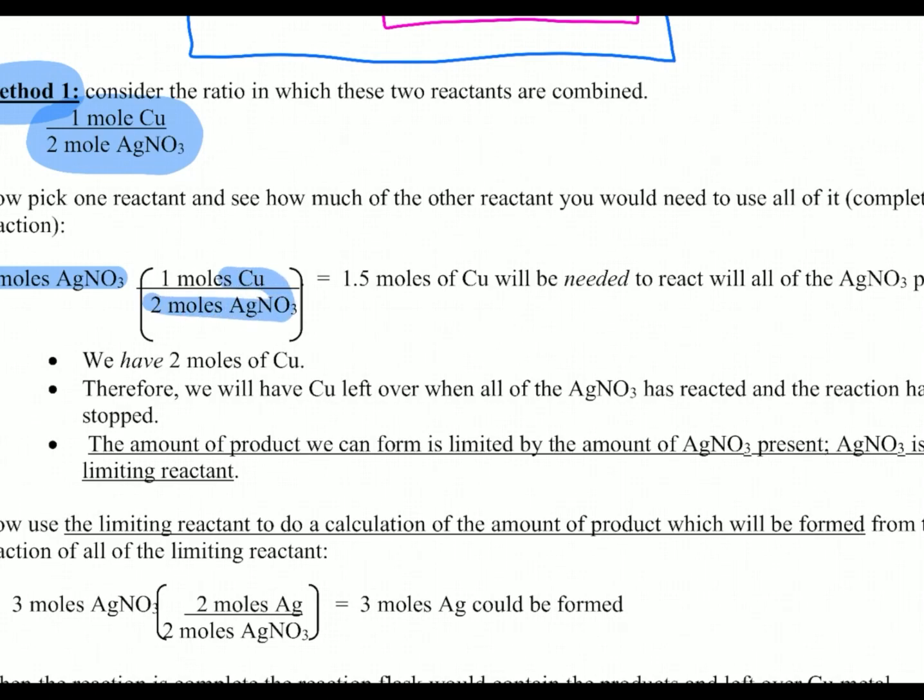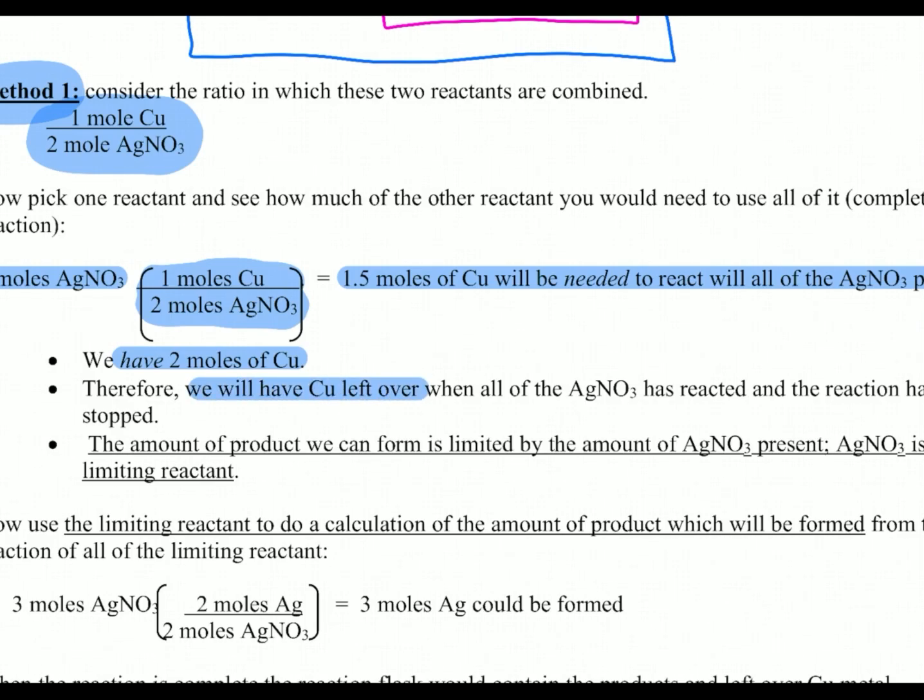So we use that same mole ratio from the balanced chemical equation that relates those two together, and you calculate that 1.5 moles of copper will be needed to use all of the silver nitrate present. Well, we have 2 moles of copper. So this is where you have to make the logic decision. You have to think about it for a second. You say, I need 1.5 moles. I have 2. If I have more than I need to use all the silver nitrate, then that means the silver nitrate is what will be running out first, and I will have copper left over.